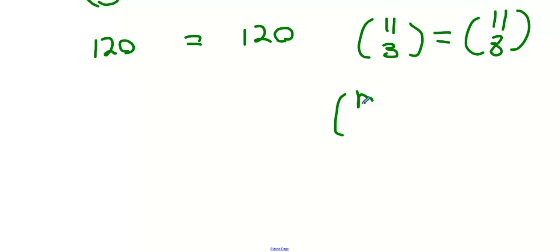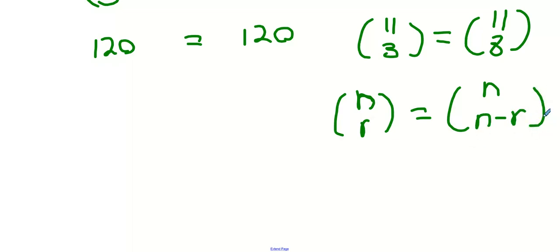Now finally, nCr is the same as what? What's on the bottom then? n take away whatever r is. Does everybody see that pattern? Okay, perfect. It's the top number take away the bottom number. See, 11 take away 3 is 8, or 11 take away 8 is 3. It's always the top number minus the bottom number that turns into the other one.